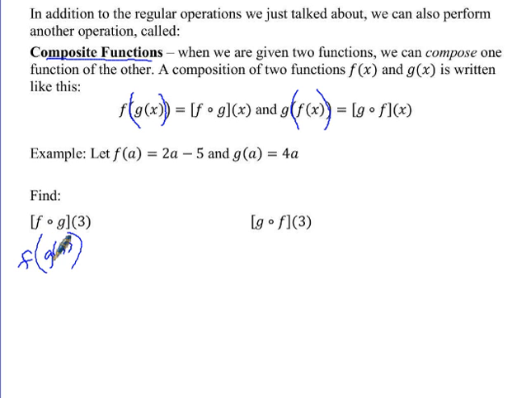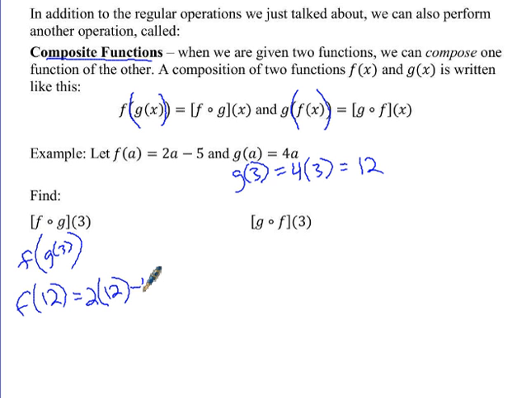This tells me what is g of 3. So I go to g and I find out that g of 3 equals 4 times 3, which is 12. I'm just substituting 3 in here. So that means g of 3 is 12. So this right here is actually 12. Now I just need to find f of 12. So I go to my function f and I plug in 12, and I get 2 times 12 minus 5. 2 times 12 is 24, minus 5. So my answer is 19.